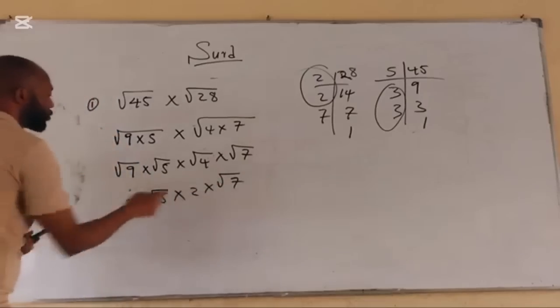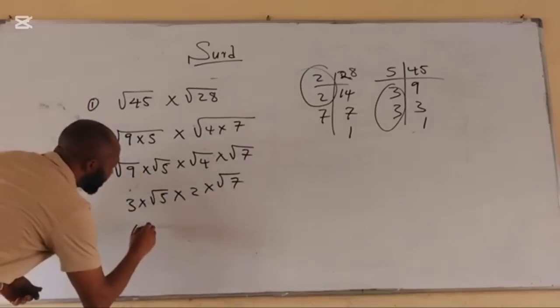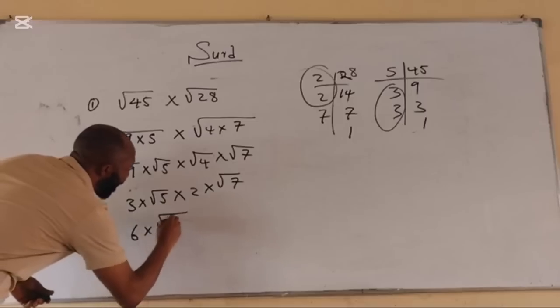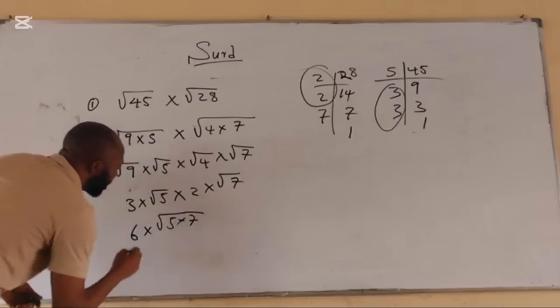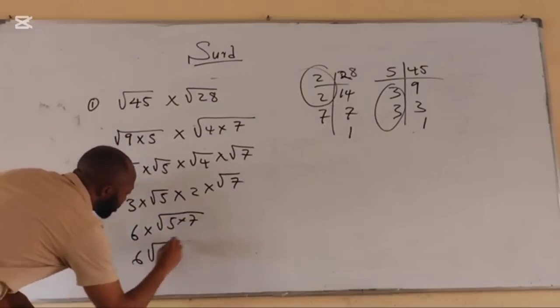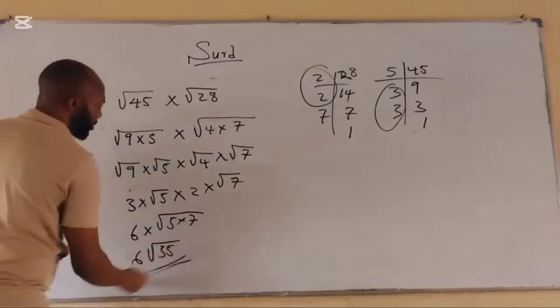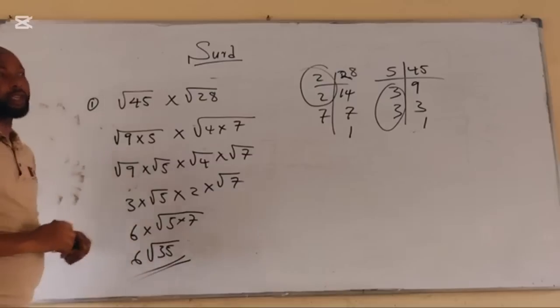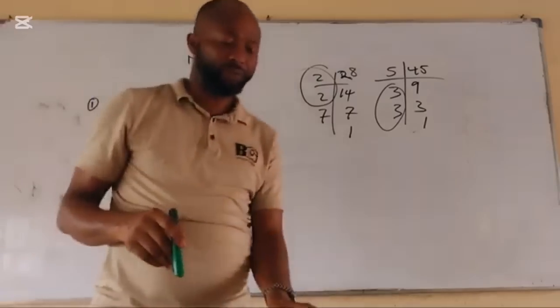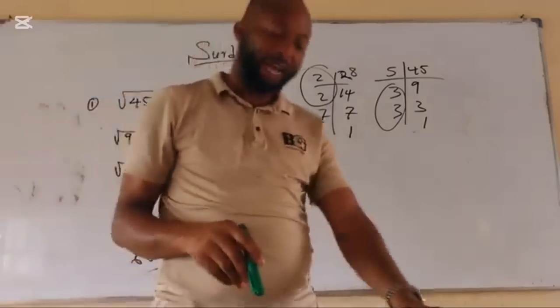So 3 times 2 first is 6 times root 5 times 7. So this is 6 root 5 times 7, which is 35. And I know I cannot break 35 further to give me a simpler variable. So that becomes my answer.